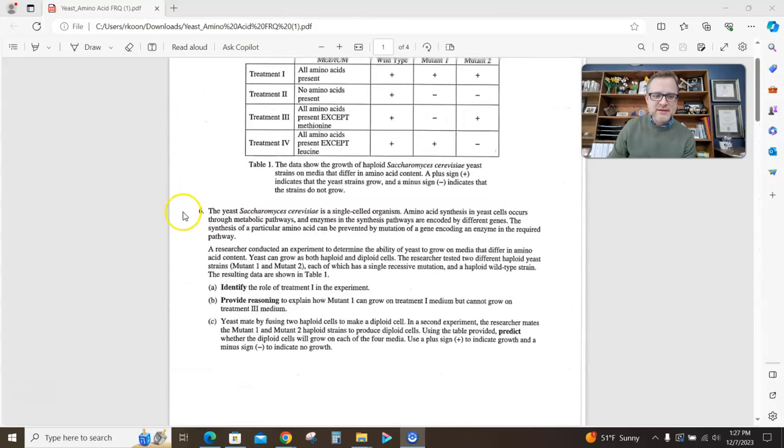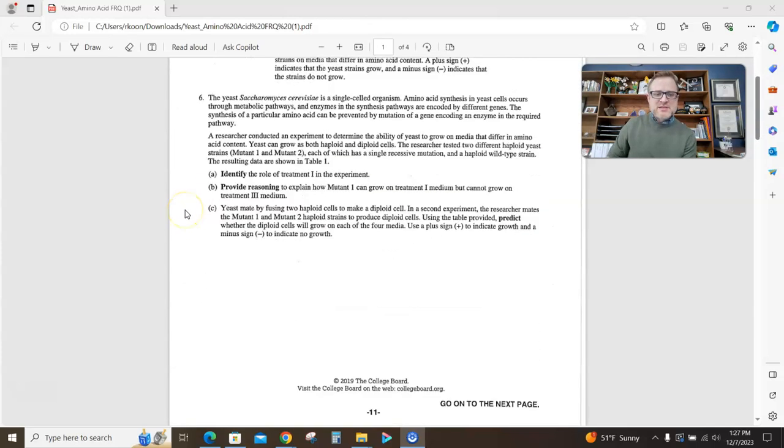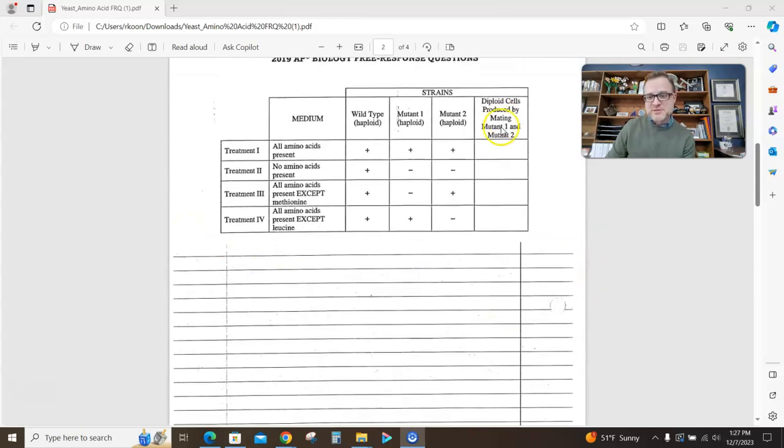Part C, yeast mate by fusing 2 haploid cells to make a diploid cell. In a second experiment, the researcher mates the mutant 1 and mutant 2 haploid strains to produce diploid cells. Using the table provided, predict whether the diploid cells will grow on each of the 4 media. Use a plus sign to indicate growth and a minus sign to indicate no growth. So in this chart here, you have to add pluses or minuses. All of them should be pluses, all right?